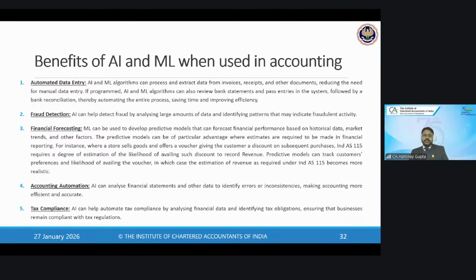Okay, what are the benefits of AI and ML when used in accounting? After all, we are accountants, we should be worried about accounting, right? So, automated data entry. AI and ML algorithms can process and extract data from invoices. They can read PDF invoices, receipts, and other documents, reducing the need for us to read those and do the manual entry. If programmed, AI and ML algorithms can also review the bank statements, pass the entries in the system, followed by a bank reconciliation, thereby automating the entire process, saving time and improving efficiency.